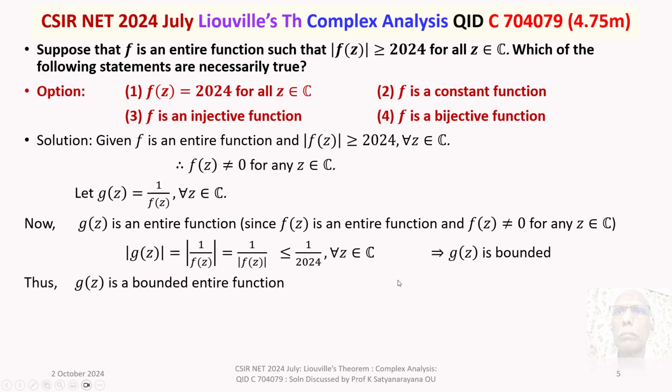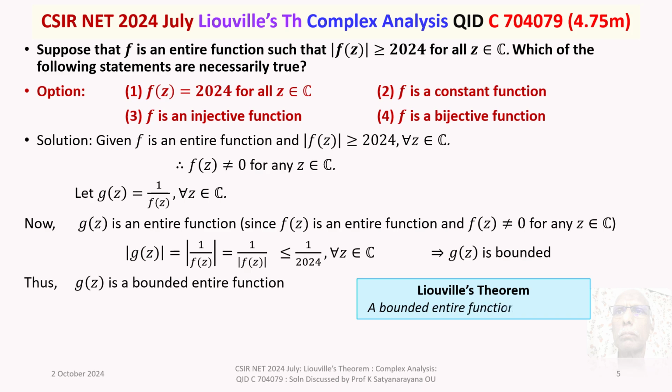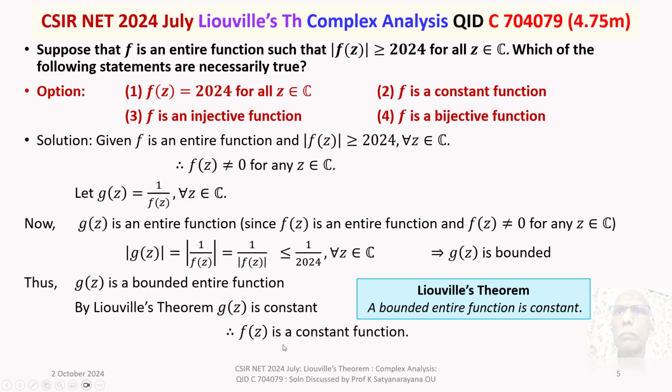We recall the famous Liouville's theorem. It states that a bounded entire function is constant. So g(z) is a bounded entire function. Therefore, by Liouville's theorem, g(z) is constant. When g(z) is constant, 1 by f(z) is constant, thereby f(z) is constant. So thus we get f(z) is a constant, and that is precisely option 2.